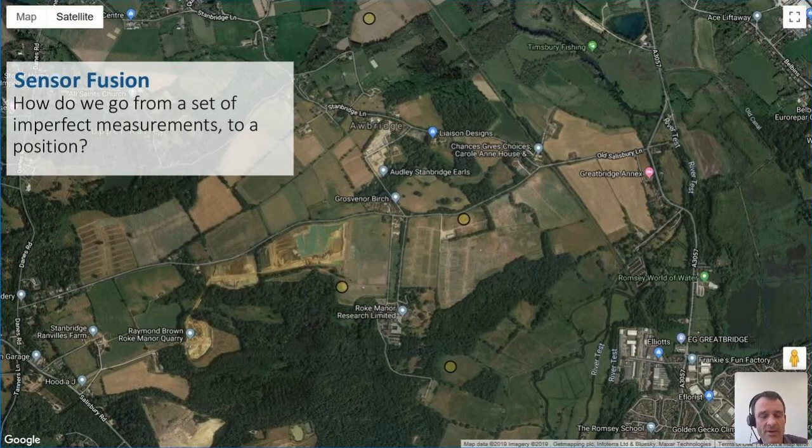So let's look at a real scenario now. This is in Hampshire, and hopefully you can see on that slide there are 4 pale green dots, which are the sensors from the previous examples I was giving you, but overlaid onto a real map this time. How do we go from some measurements to the geolocation?